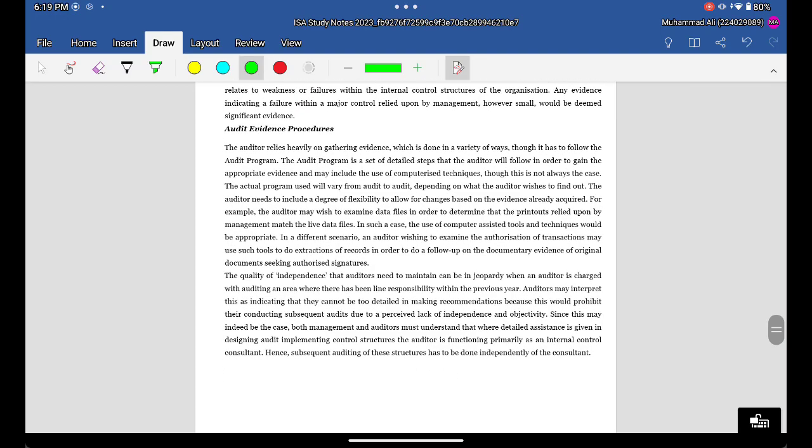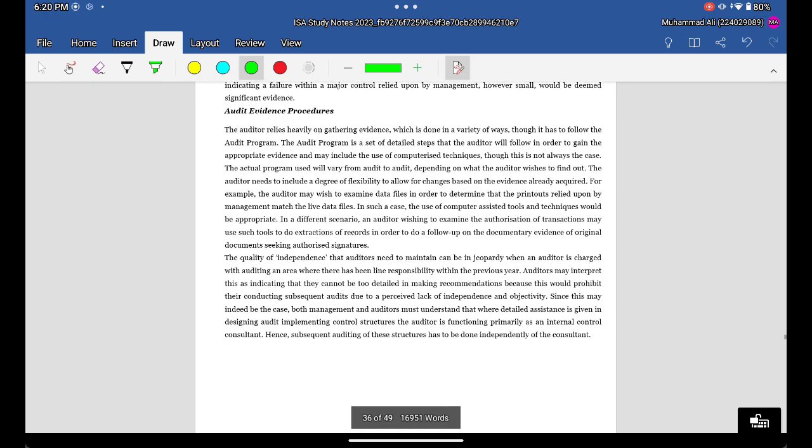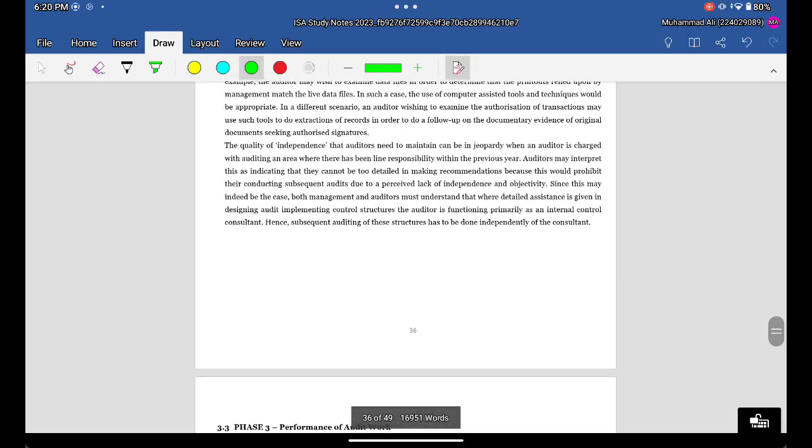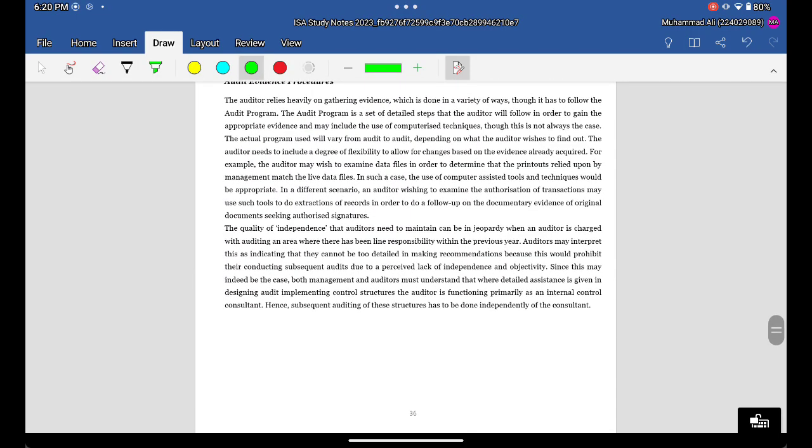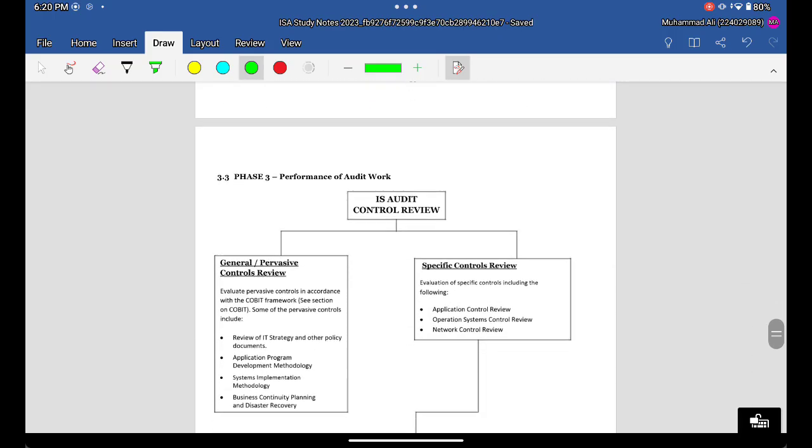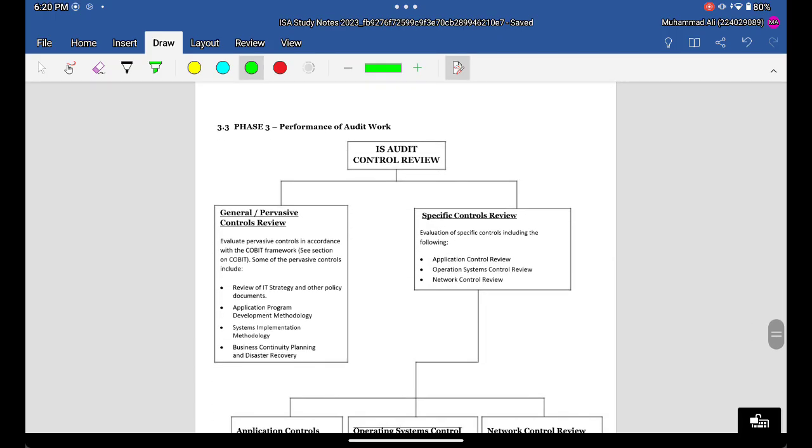Audit evidence procedures. To get the evidence for the audit, you need to follow procedures, right? Basically, what this whole thing is saying is that the auditor relies heavily on gathering evidence, and he has to follow the audit program. Those are the steps that the auditor needs to do to complete the audit, right?